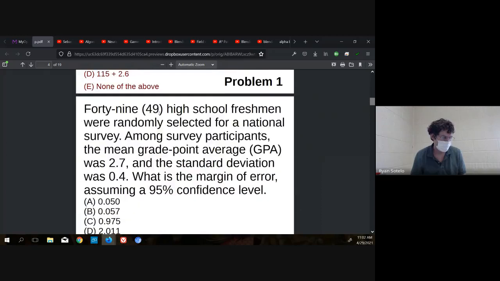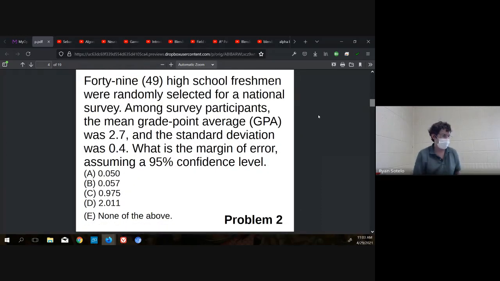So this was another T interval, 0.112. How do you know that again? Standard deviation for a sample. It says among survey participants, so it's only the people you sampled. You have a standard deviation of 0.4, because that goes with a sample, not the whole population.